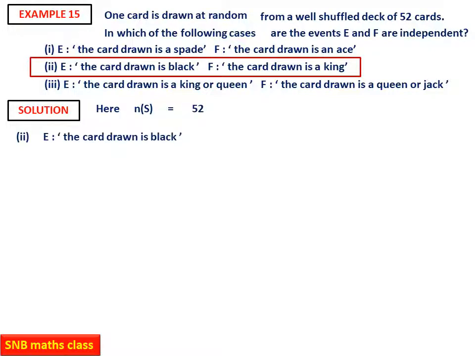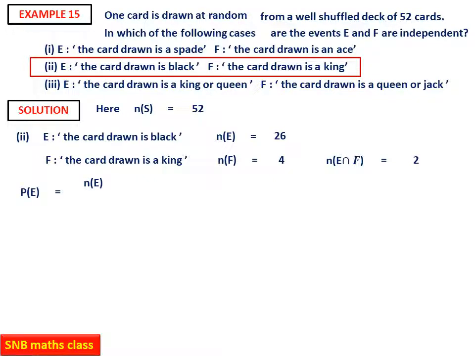Now, what is E? The card drawn is black. How many black cards are there? So, number of E will be 26. There are 26 black cards and 26 red cards. Then, the card drawn is king. How many kings are there? So, it is 4. Number of F is 4. And we also need number of E intersection F. How many black kings are there? So, it is 2.